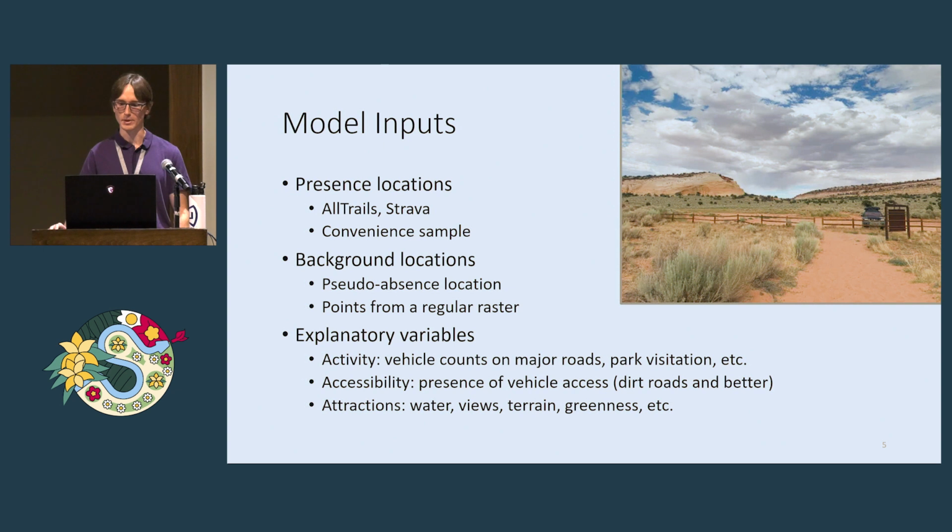And then accessibility will help define how much vehicle access a given location has. And this depends on the type of road, including dirt roads, and the quality of the road. And then lastly, we have variables that we believe contribute to the attractiveness of recreational points of interest, such as interesting terrain, water features, and vegetation.